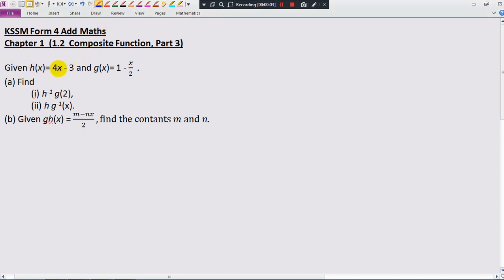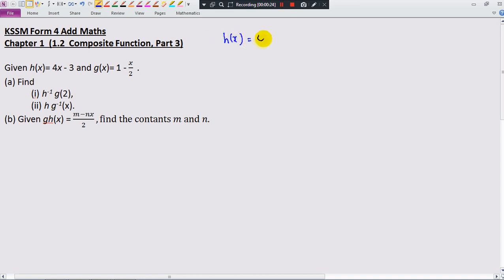Given h of x is equal to 4x minus 3 and g of x is equal to 1 minus x over 2. So find h inverse of g of 2. So from here I know that I need the inverse function of h of x, right? So I can start to find the inverse function of h first.